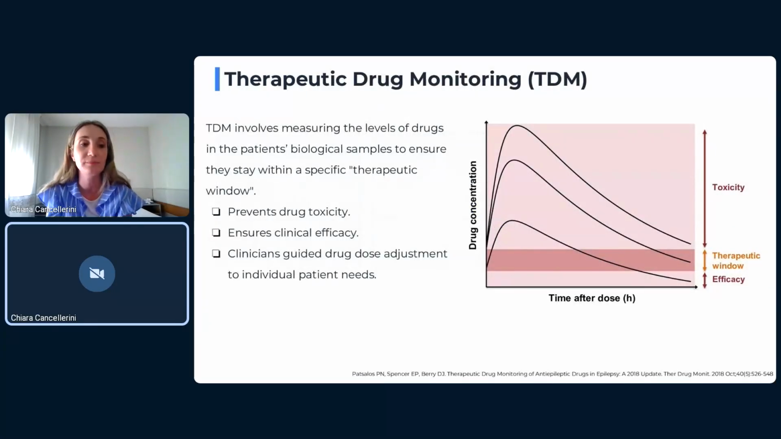So what is TDM? TDM involves measuring the concentration of drug in patients' biological samples to ensure that they remain within a specific predefined therapeutic window. And this approach is vital for two main reasons: to prevent dose-dependent drug toxicity on one hand, and also to ensure that clinical efficacy is maintained. And of course, TDM is needed to guide the clinician to adjust the drug dosage based on the individual patient's needs.